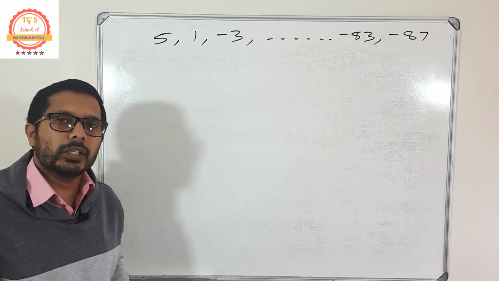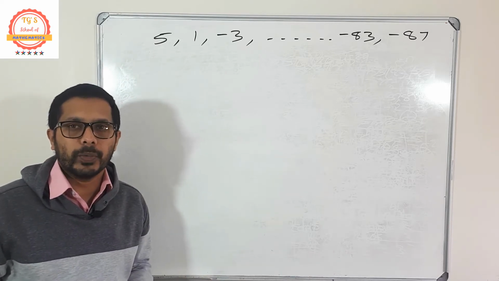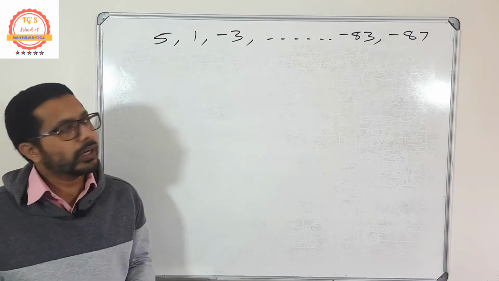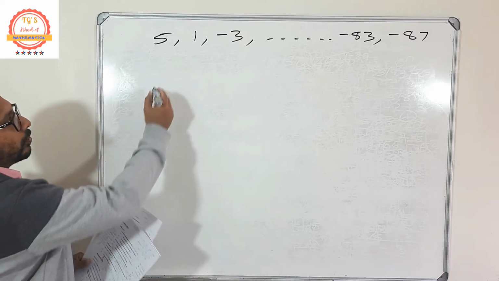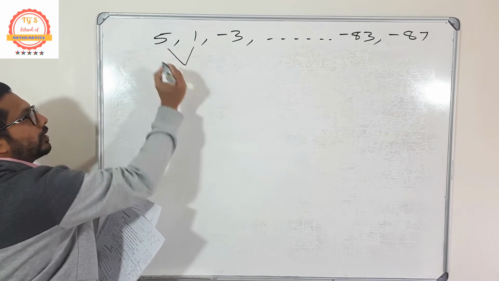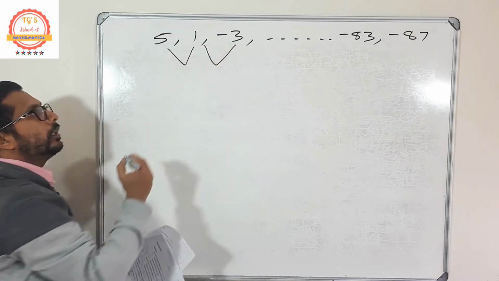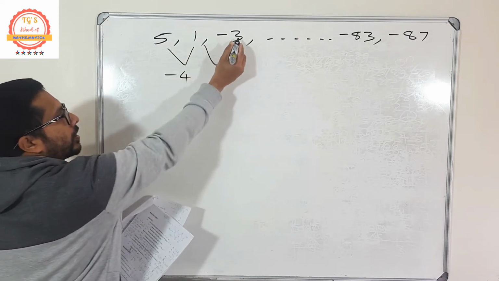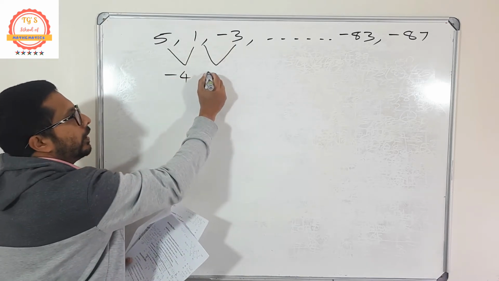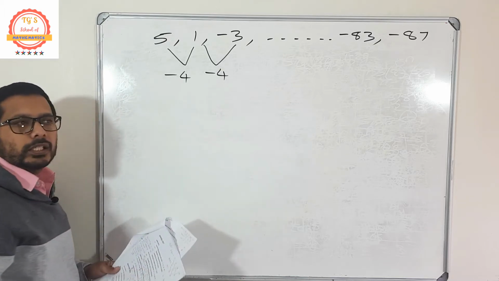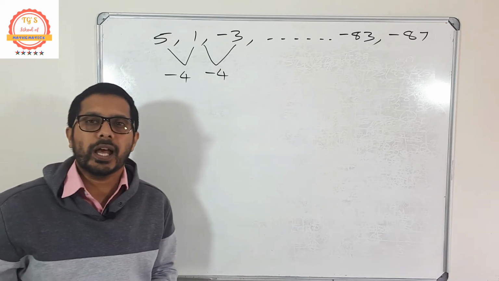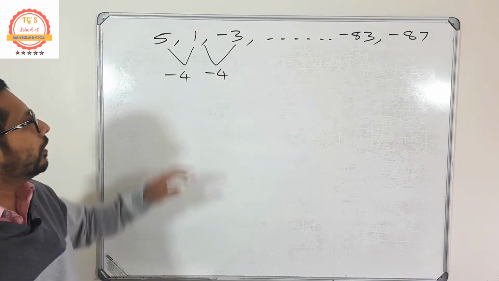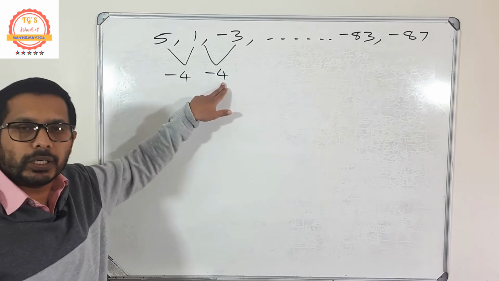What does arithmetic sequence mean? There is a common difference. How can you find the common difference? 1 minus 5, or minus 3 minus 1. 1 minus 5 is minus 4. What is minus 3 minus 1? That is also minus 4. So you can see that the given one is an arithmetic sequence, because you can find a common difference.